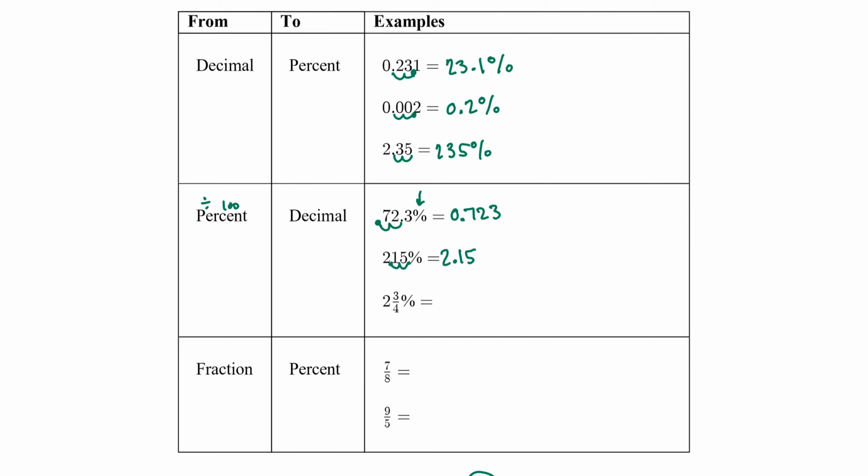Let's look at 2 3/4%. In order to convert this to a decimal, first I need to convert 3/4 to a decimal. Now, if you have 3/4, you have 75 cents, right? So 2.75% is equivalent to 2 3/4%. Notice I have not converted it to a decimal yet, so I still have my percent sign. Now I can move the decimal 2 places to the left. I'm going to have an extra placeholder of 0 here, and we get 0.0275.